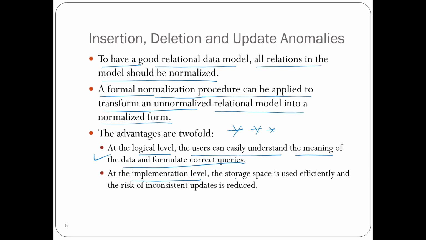At the implementation level, the storage space is used efficiently and the risk of inconsistent update is reduced. Right? You won't have the duplications, you won't have redundancies. So by getting rid of redundancies, again you are having two advantages at the implementation level as well. First, you're getting rid of the wastage in storage space, right? You don't have redundancies there. And the other advantage of reducing the redundancy would be that inconsistencies would be reduced. You'd save the storage space, it will be more efficient, and inconsistencies won't be there.